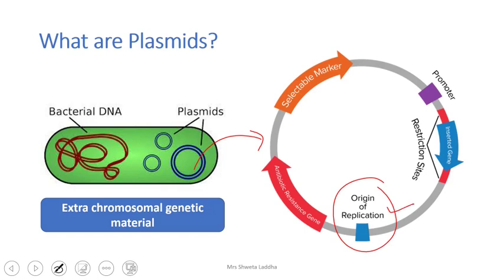And why is this site very important? Because when we are going to join a foreign DNA, we are always going to join it at the site of origin of replication, so that the foreign DNA can easily become a part of this plasmid DNA. Then, this is a promoter region where the protein synthesis process will start. This is a selectable marker region, which usually has some antibiotic resistant gene.